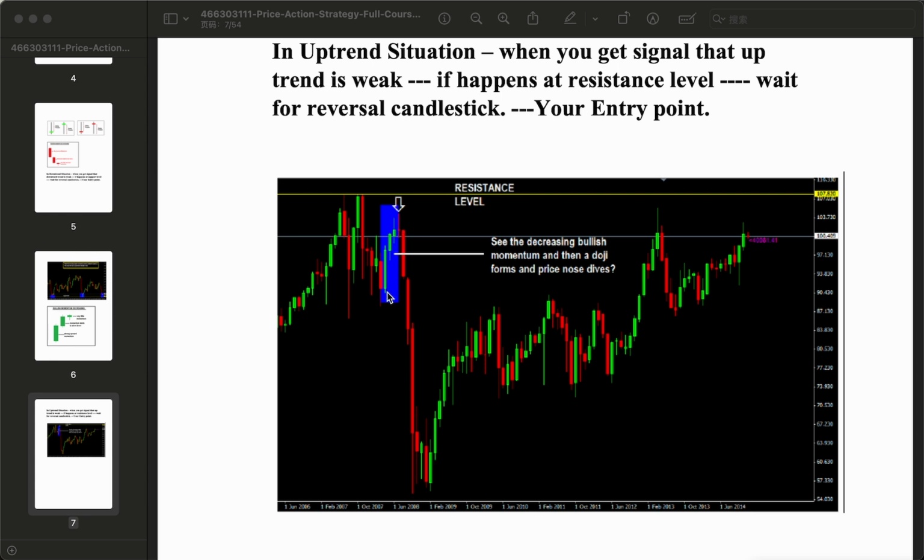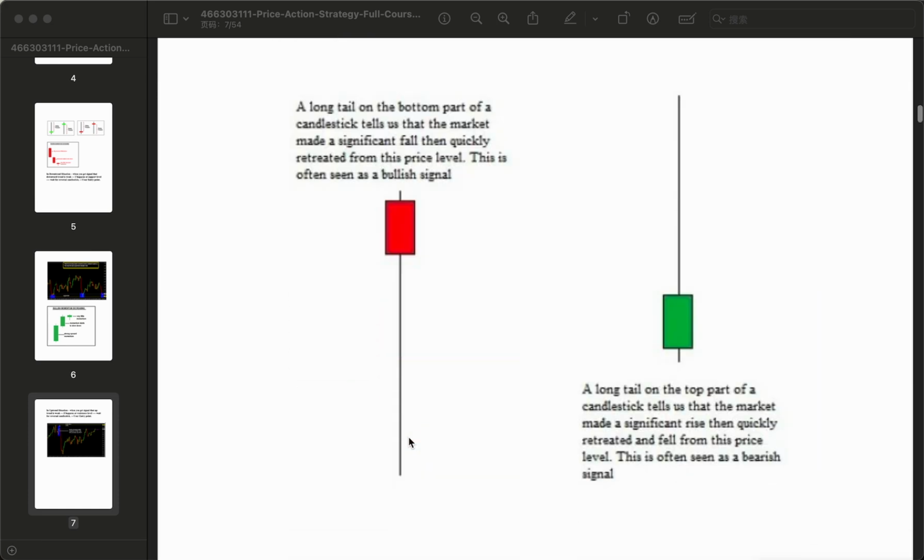And now you sell the stock. You sell the stock, and then you're making that much money. Okay? So that's the case.